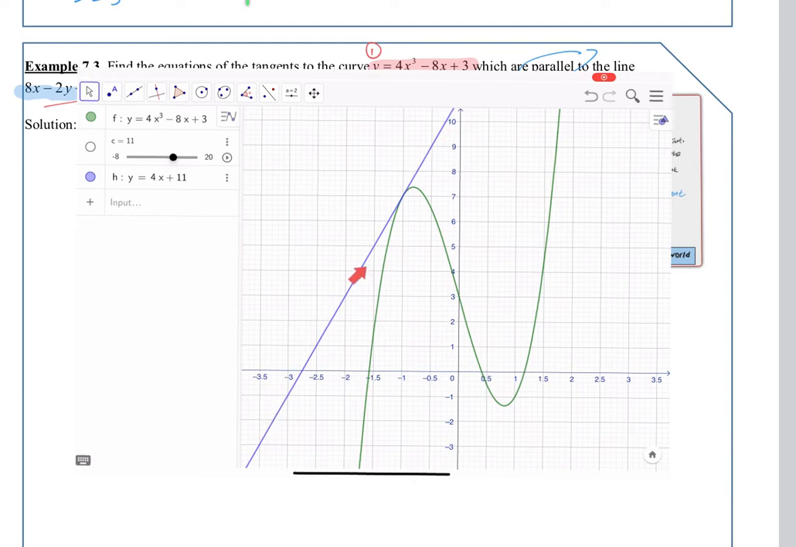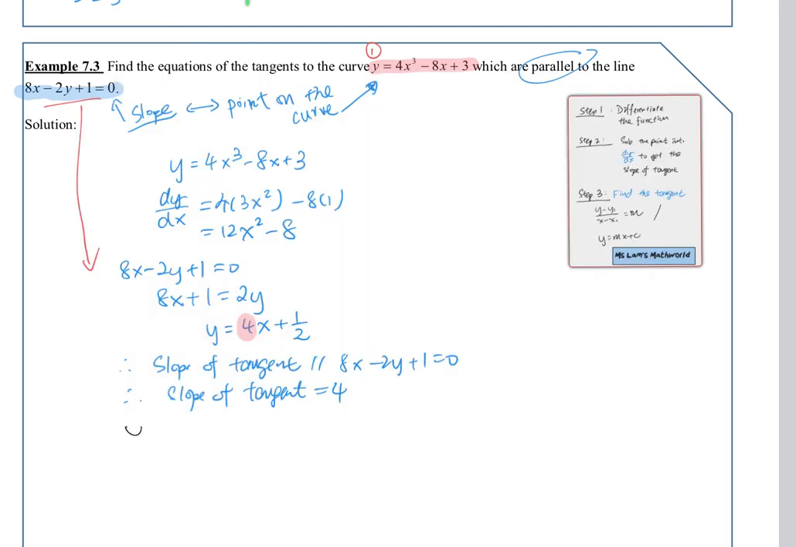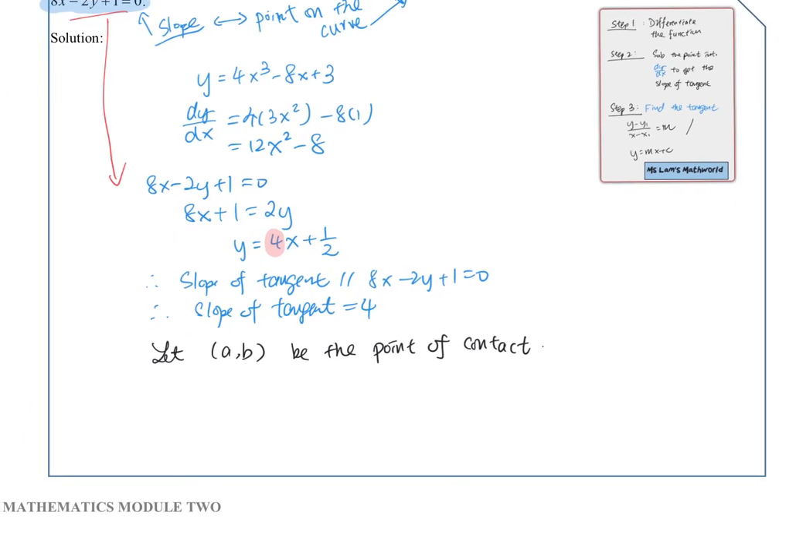So I'm giving you the demonstration to see that we have a series of parallel lines, for which some of them will be the tangent. So let's find them out together. To do so, we have to let the point (a, b) be the point of contact. So for the point of contact, we have to solve the equations.